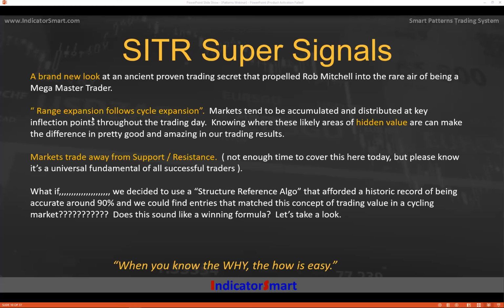And that is range expansion follows cycle expansion. Markets tend to be accumulated and distributed at key inflection points throughout the trading day. We know where these areas are likely to be, that have hidden value in them. And that can make the difference between being a pretty good trader with positive results on an ongoing basis, and an amazing trader.